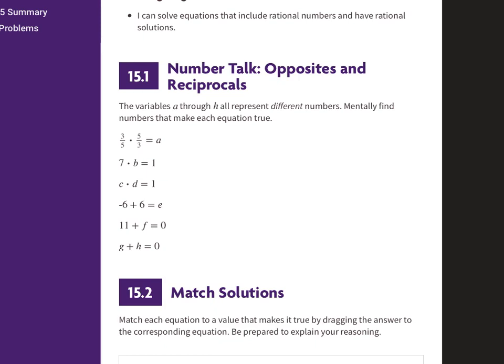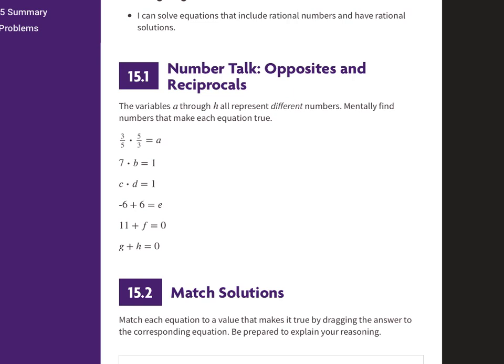The variables a through h all represent different numbers. Mentally find the numbers that make each equation true. So go ahead and pause, see if you can find numbers that make each one of these true, and then hit play, and we'll get started.